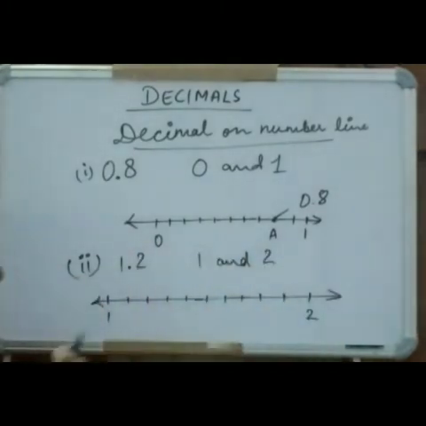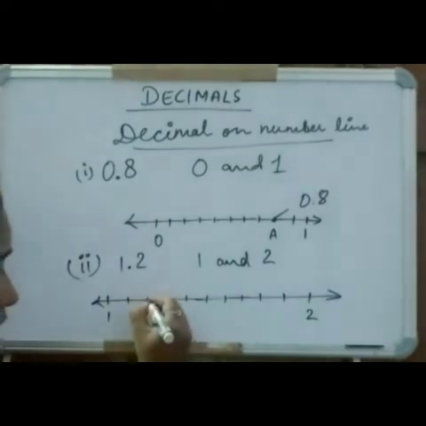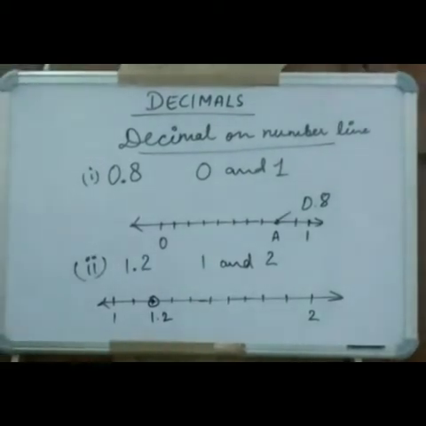So this is 1, and here it will come 1.2. This one is 1.2, because after this we will start from 1.1, 1.2, 1.3, 1.4, 1.5 like this. And like this, if suppose it is 2.4, you will show it after 2, means between 2 and 3.